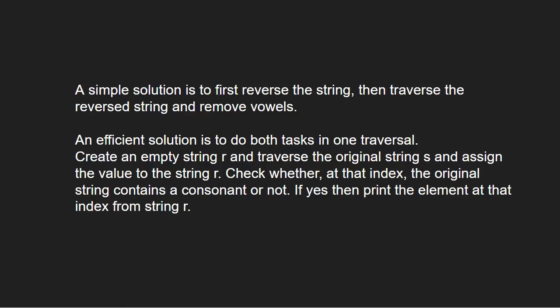A simple solution is to first reverse the string, then traverse the reverse string and remove vowels. An efficient solution is to do both tasks in one traversal. We create an empty string R and traverse the original string S and assign the value to the string R. Then we check whether at that index the original string contains a consonant or not. If yes, then we print the element at that index from string R.